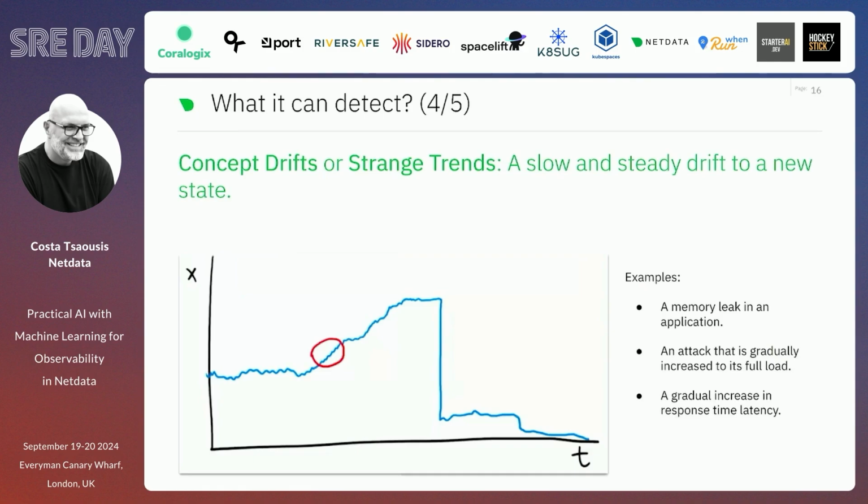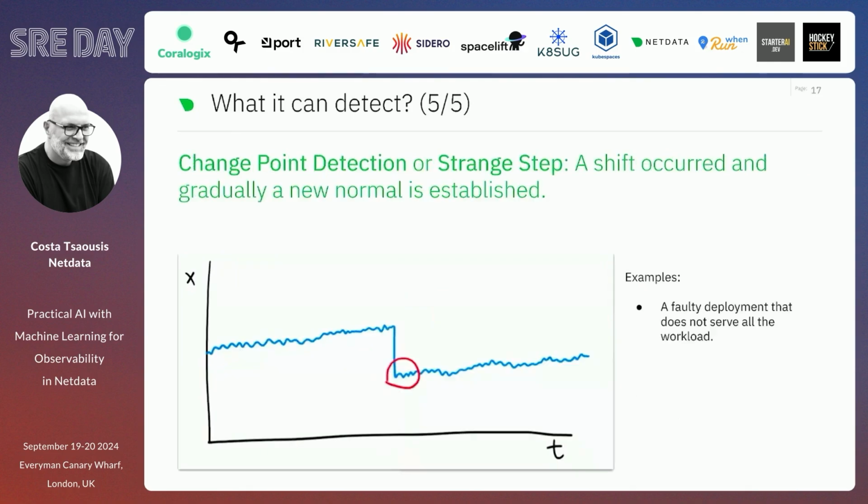A change in trend, so something changes constantly in trend. This is very interesting because this way it can detect memory leaks, it can detect attacks, it can detect response times that are gradually increasing all the time. And of course, sudden changes in the behavior of metrics, like you did a deployment and suddenly half the workload is processed. It can detect even this case.